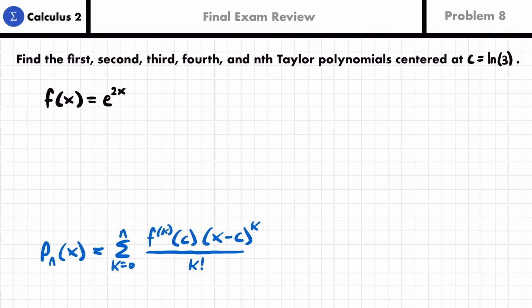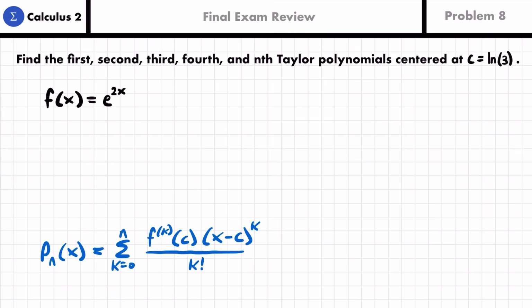So if you want the first Taylor polynomial for a function, you want to set up this polynomial where n is equal to 1. So in that case, you would have a term for k equals 0 and then a term for k equals 1, giving you two terms that are added together from this series. All right, then for the second Taylor polynomial, you would set this up where n is equal to 2, so there would be an additional term.